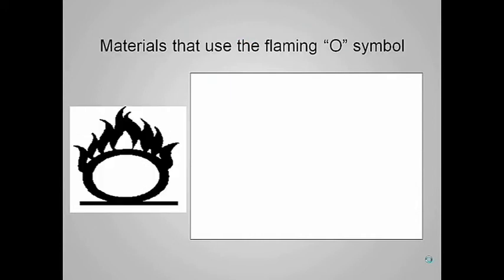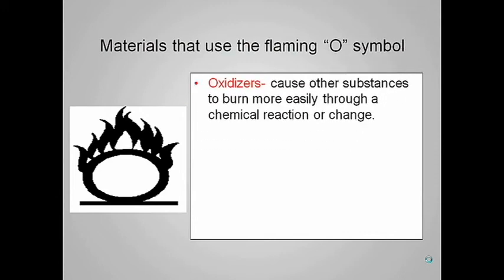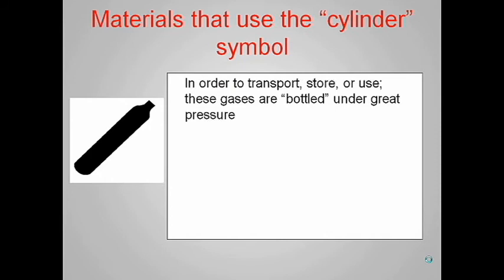These are your oxidizers, causing other substances to burn more easily. I think during fire behavior we show a pretty good example of taking the little glass with the oxygen being fed into the candle and how that candle gets brighter. It makes things burn easier. The cylinder symbol is pretty much used for bottles under great pressure. Typically you'll see these on the oxygen truck when it comes and delivers oxygen. You'll see this placard on it. Nitrogen, oxygen, and saline bottles would all meet this particular requirement.